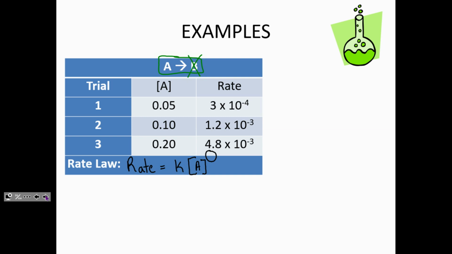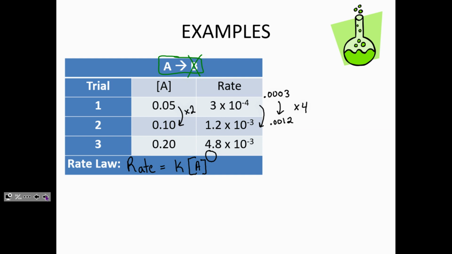So what I need to look at are the concentrations of A and how that affects the rate. So A, from trial 1 to trial 2, doubles. It goes from 0.05 to 0.10. We want to know what happens to the speed, the rate of the reaction. So 3 times 10 to the negative 4. And then 1.2 times 10 to the negative third would be 0.0012. So here to here, it is going to quadruple, which is a factor of 4.